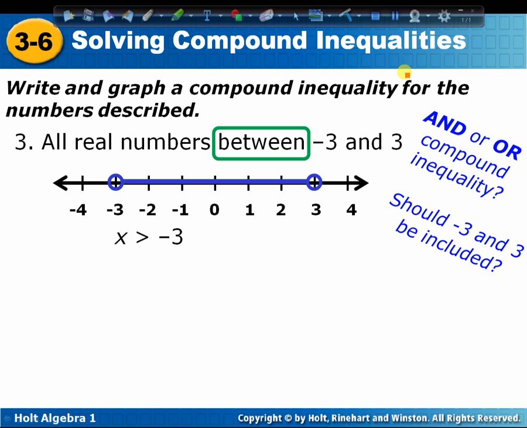Alright, then I'm going to look at my set notation, but first I'm going to write my inequalities for each one. This one is actually greater than -3, so I'm going to write x is greater than -3. Then I'm going to write my other one, and it says x is less than +3, because it's either greater than -3 or less than +3.